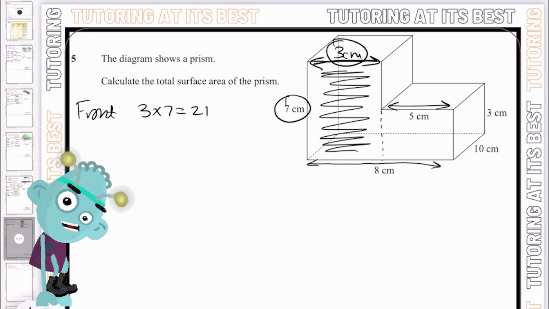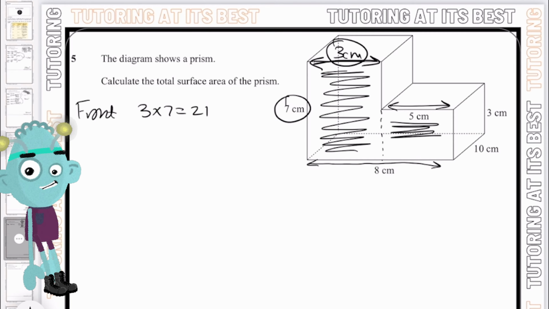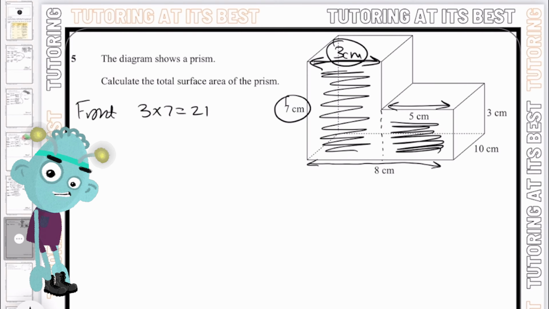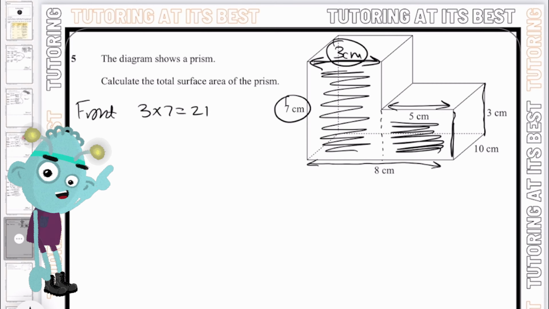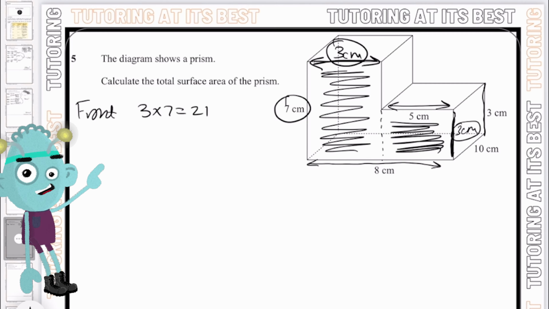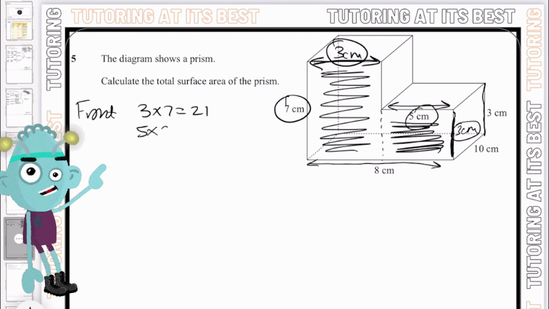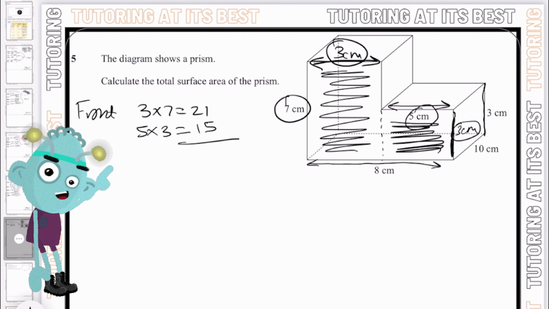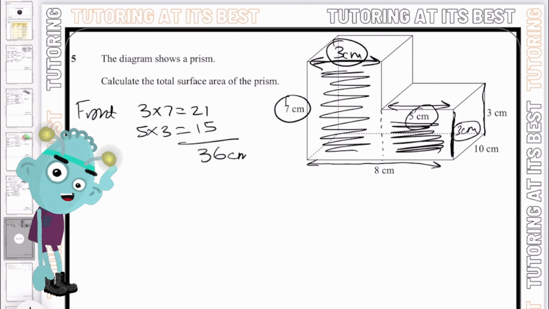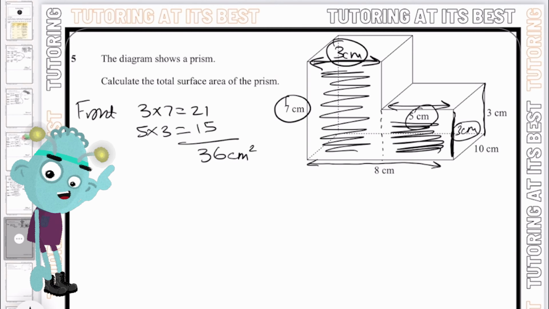And now I need to simply calculate the smaller face here, which again, you can see is a 3 on this section. So on this side, it will also be a 3. So we have a 5 and a 3 here, which gives me 15. And if we add that together, that is 36 centimeters squared. So that is my front calculated now.